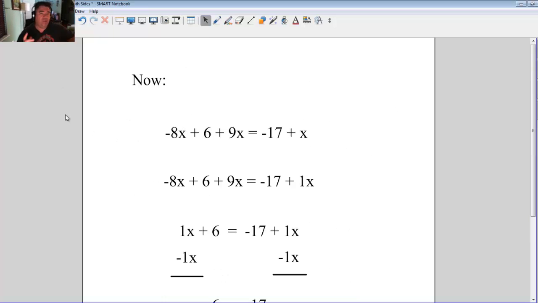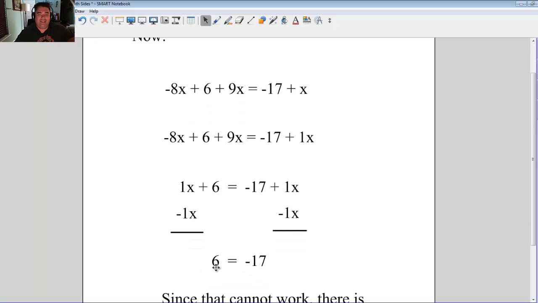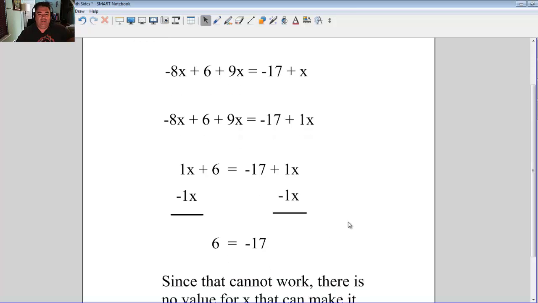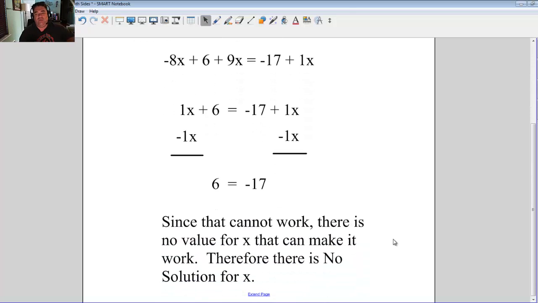On the other hand, if you have something like this, negative 8x plus 6 plus 9x equals negative 17 plus x, notice how when I combine these, negative 8x and 9x, I get 1x. But here I have 1x plus 6, and over here I have negative 17 plus 1x. Well, when I subtract the 1x to get rid of it on one side, it also gets rid of it on the other, but 6 cannot equal negative 17. And because there's no variable left, in this case, 6 will never equal negative 17, therefore, there is no solution. So since they cannot work, there is no value for x that can make it work, therefore there is no solution. So for an answer like this, you'd put no solution.